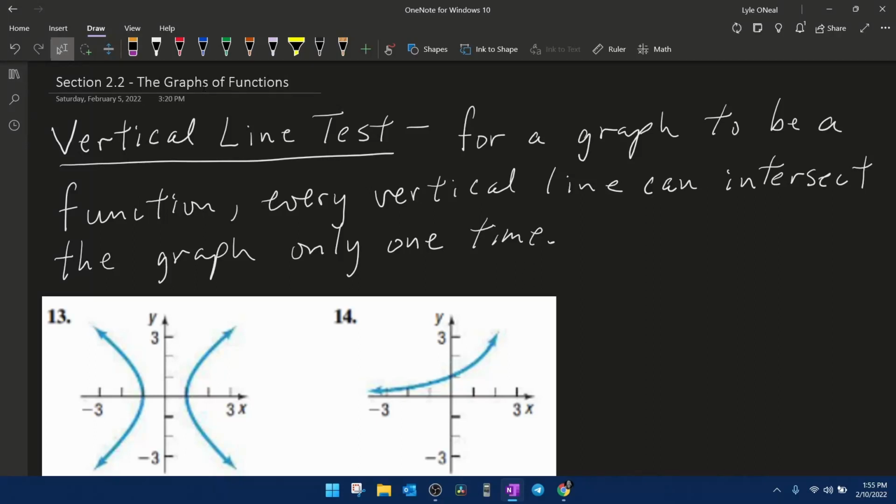Hello and welcome to our lesson on the graphs of functions. This is going to be from section 2.2 in our Precalculus text.